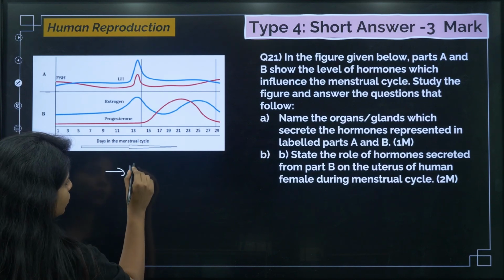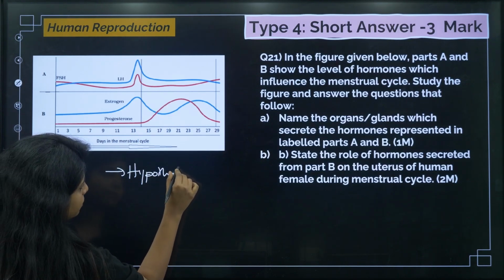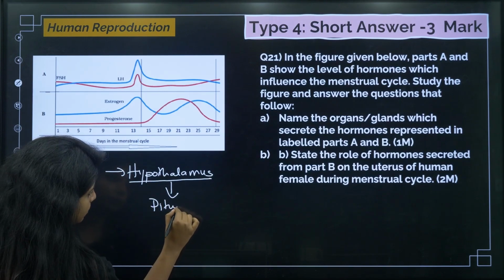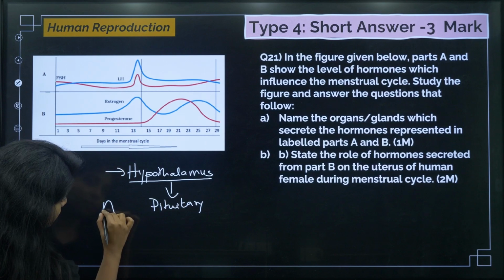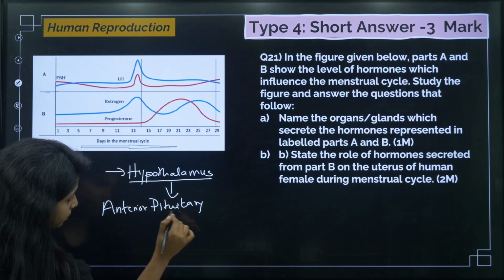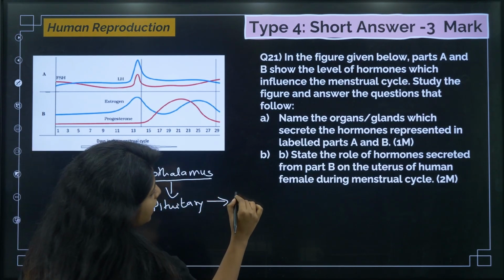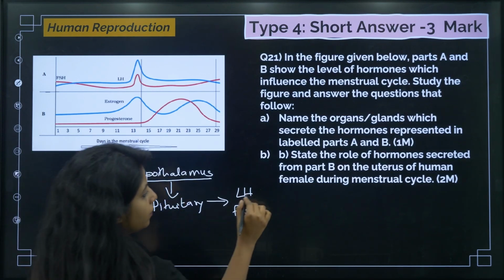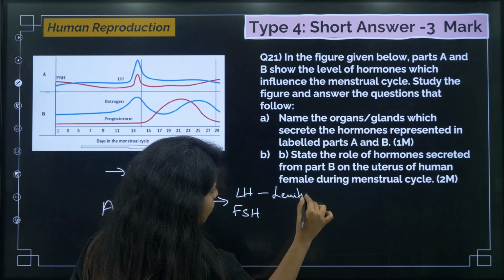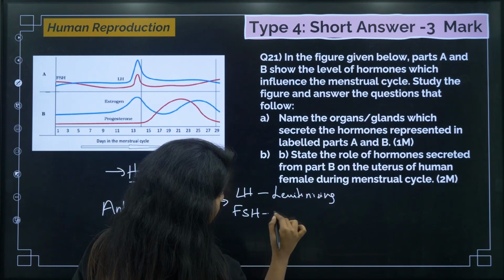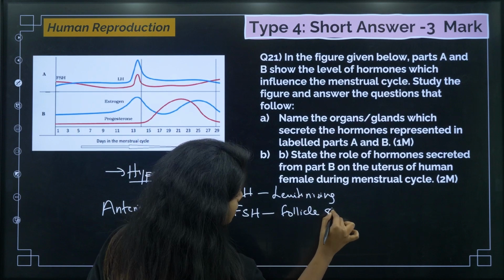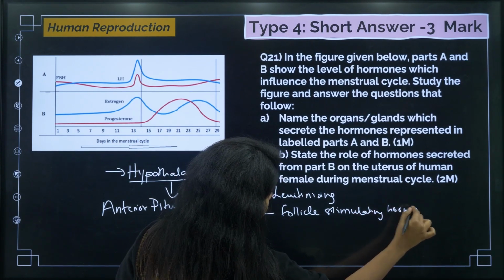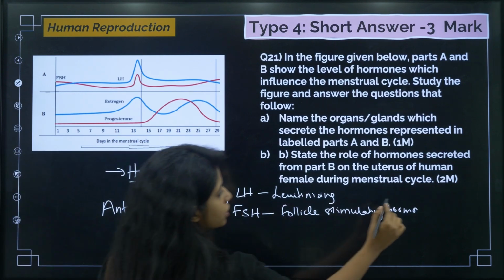What do you have? You have the hypothalamus, which is a gland that signals the next gland, the pituitary, and you have to mention anterior pituitary, my dear children, which releases the hormones LH, luteinizing hormone, and FSH, follicle stimulating hormone. I always mess up the spelling of luteinizing, please check. LH and FSH, this is mentioned in A.